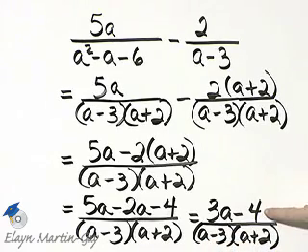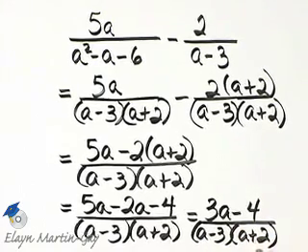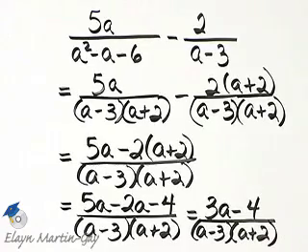Now, can I simplify? There's no common factors here, nothing that can be factored. So this factor is different from this one or this one. This is then in simplest form.